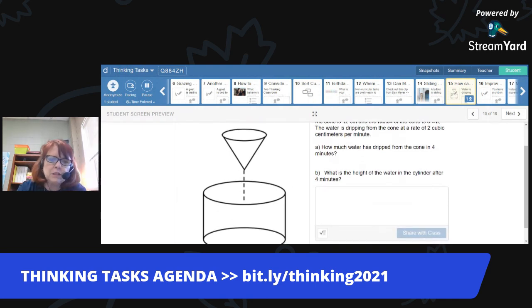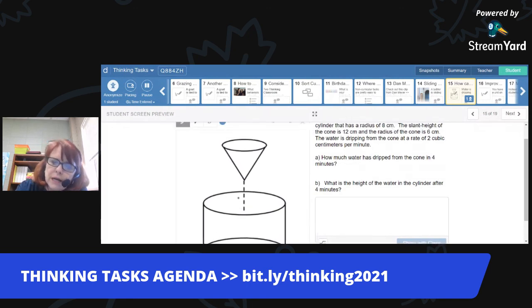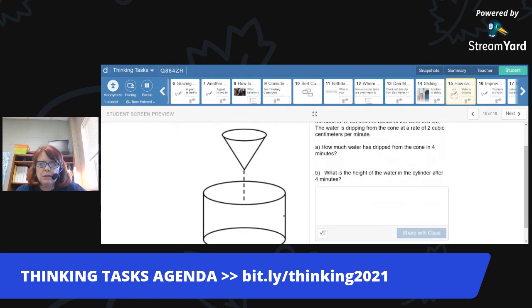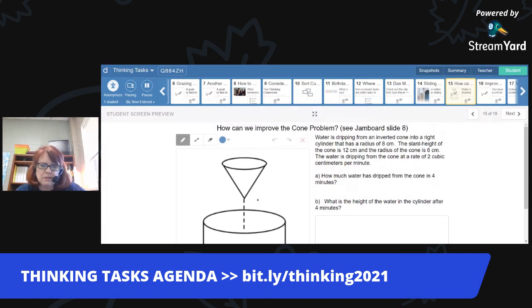Because in here you're kind of limited on your tools. But if you want to draw on this or write on this, here's the question. Water is dripping from an inverted cone into a right cylinder that has a radius of 8 centimeters. The slant height, which I don't know if that's a proper term outside the geometry class, but we call that side length or whatever, the slant height of the cone, is 12 centimeters. And the radius of the cone is 6 centimeters. So the cylinder has a radius of 8, and that's the one at the bottom, and the cone has a radius of 6, and that looks reasonable.